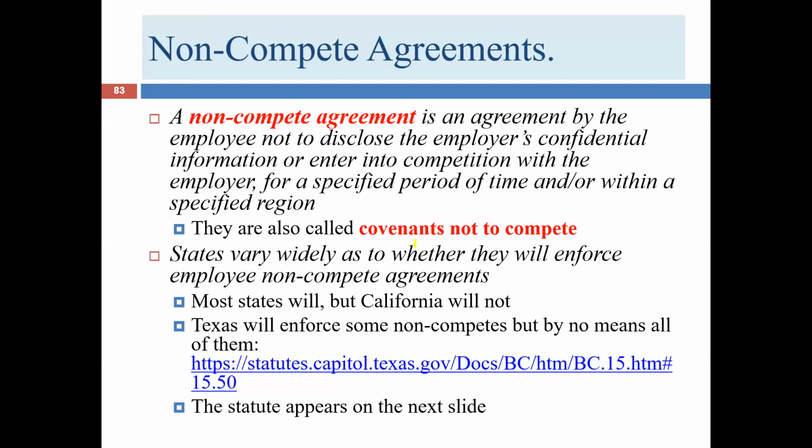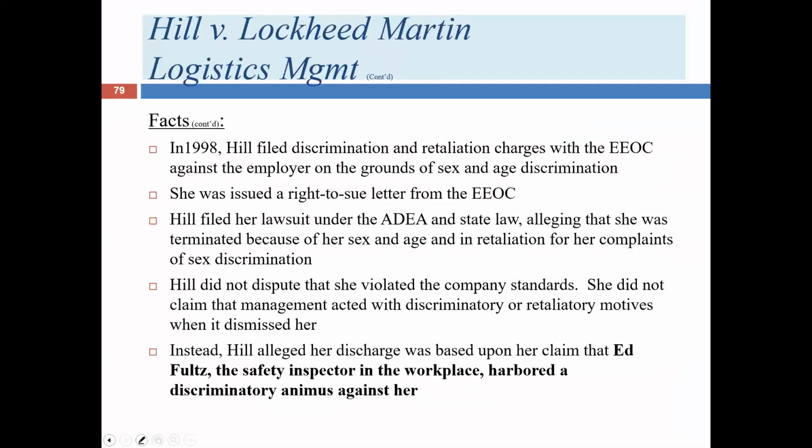Other states, some states like Missouri, are very open to non-competes. They will enforce the vast majority of non-competes unless it's really, really, really onerous. They kind of start from the process of freedom of contract. I think we talked about that earlier. Let me actually go back and flip through those.